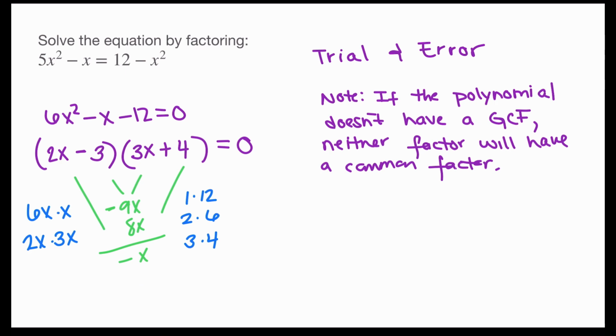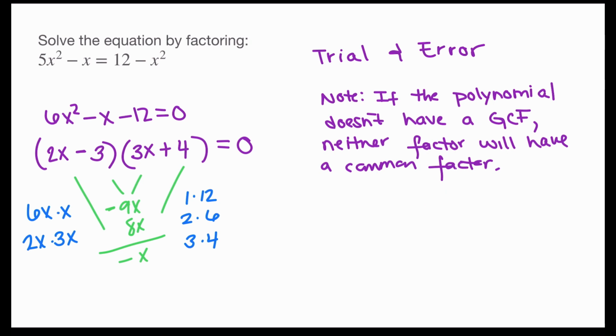Now, again, trial and error can take a long time. It can be a pain, but if you do a lot of these, you'll start to get a little bit faster at figuring out where the numbers go. And I have one little tip for you. If the original polynomial doesn't have a greatest common factor, so 6, minus 1, minus 12, there's no GCF, then neither factor will have a common factor.